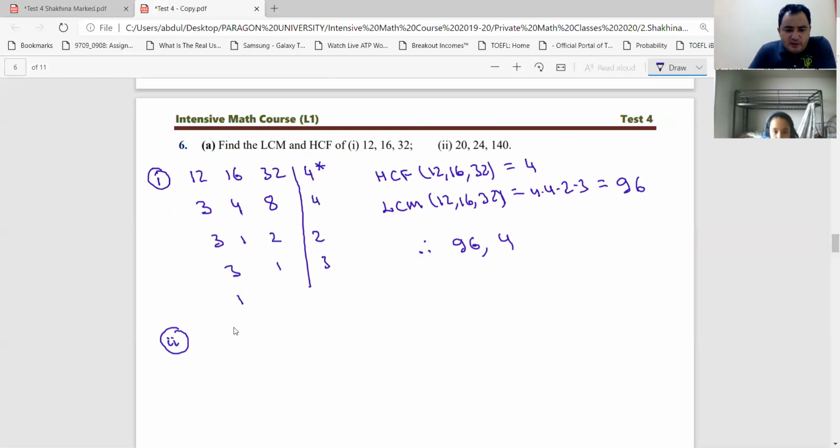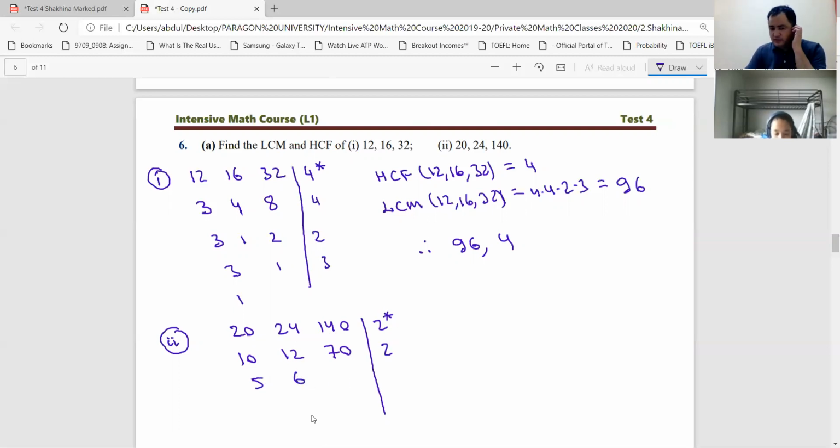Okay, in a similar way, here we have 20, 24, 140. Draw a line. And as you see here, all numbers are divisible by 2, not 4, right? It could not be divisible by 2 again, so it is 2. Put a star here. See, we have 10, 10, 12, 12, and 70. And divide again by 2. It's not a common factor. 5, 6. What? Oh, they are divisible by 4. Okay, this was a common factor.